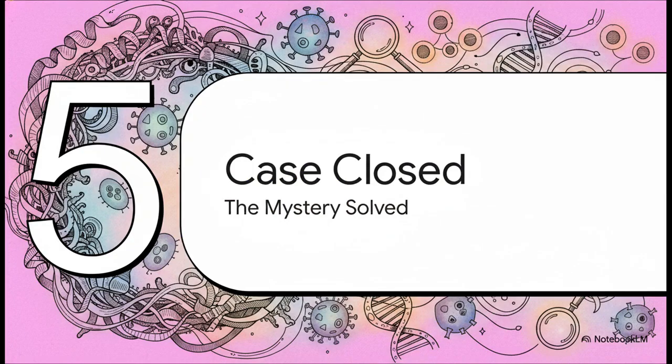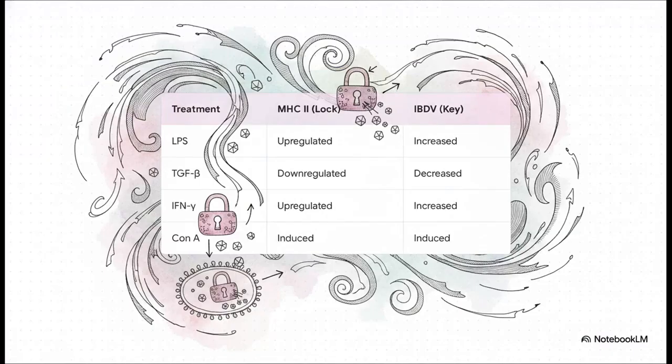Section 5. Case closed. So the crucial point is really captured right here in this summary table. With that brilliant T-cell trap sprung, the investigation reached its natural conclusion. Just look at the totality of the evidence. When LPS upregulated the lock, the virus binding increased. When TGF-beta downregulated the lock, binding decreased. When interferon gamma upregulated it again, binding increased again. And finally, when Con-A induced the lock on a cell that usually never has it, it induced virus binding. It is an undeniably consistent link.